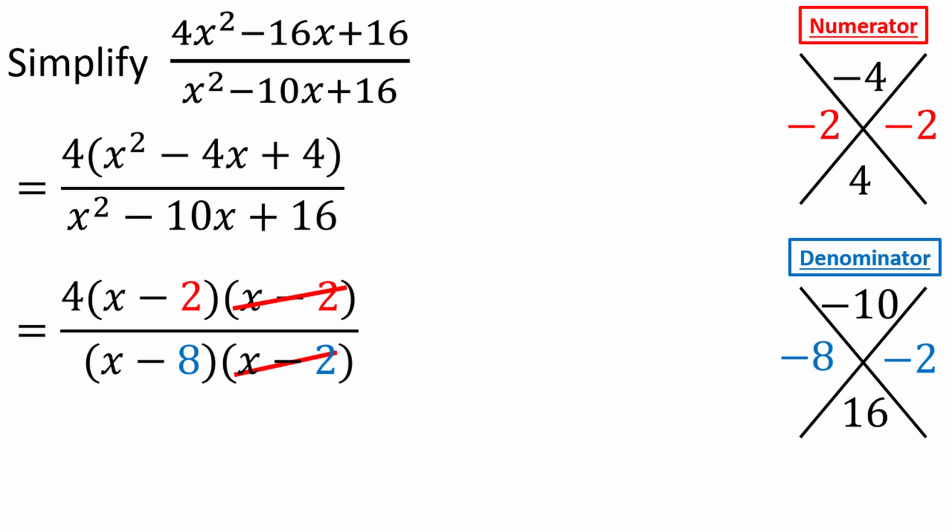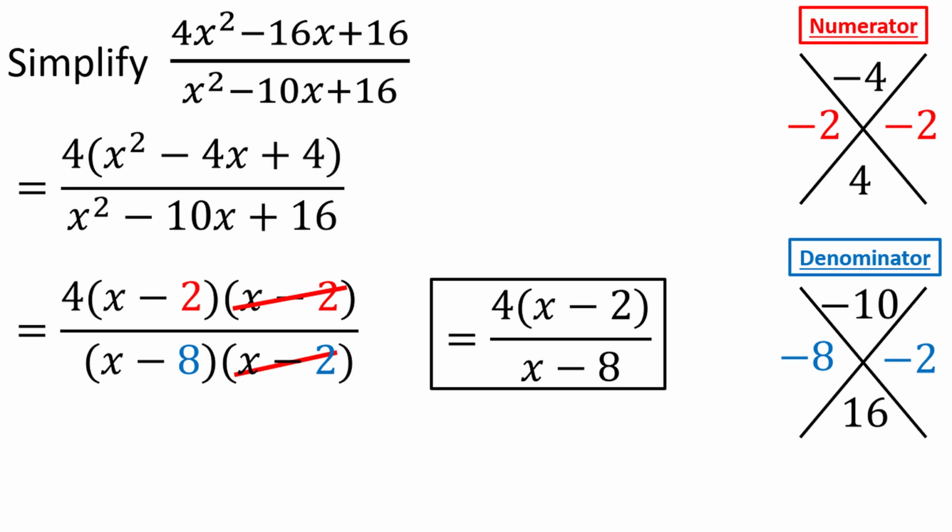One of the x minus 2s on the numerator will cancel with one of the ones on the denominator. This leaves us with 4 times x minus 2 divided by x minus 8. Nothing else can be canceled, so this is our final answer.